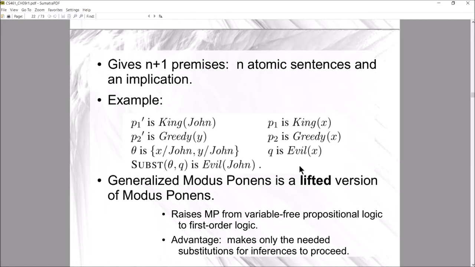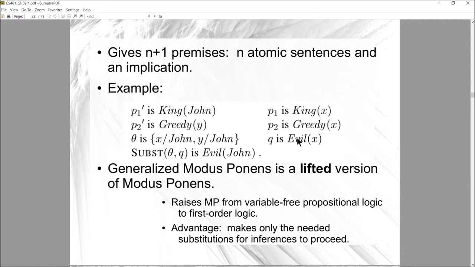So what's the advantage here? You don't have to go through that entire process of propositionalization. Kind of shocked that I said it right. A lot of syllables there. So what's the advantage? You only need to make those substitutions that allow the inference to proceed, for it to go on. You don't have to plug in Richard. You don't have to plug in any other ground terms that you have. You only need to do the substitutions you need to get the inference that you're looking for.